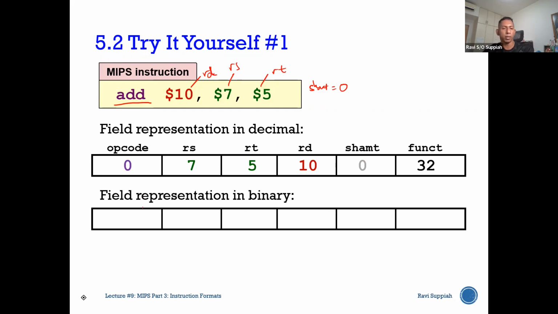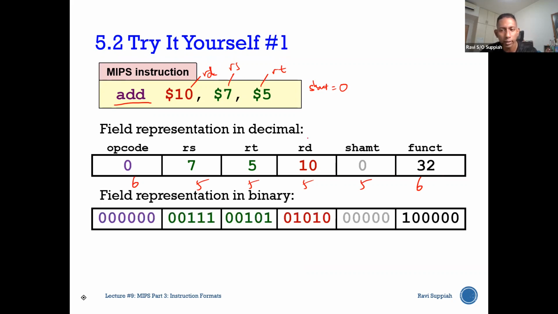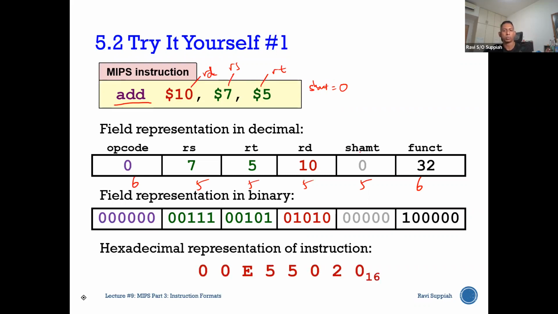The important thing is you must always make sure you translate to the exact number of bits. So this is 6, 5, 5, 5, 5, and 6. When you convert to binary, you must convert to the correct number of bits used to represent that particular field. After that you just group them into groups of 4, which means you just pack them together.